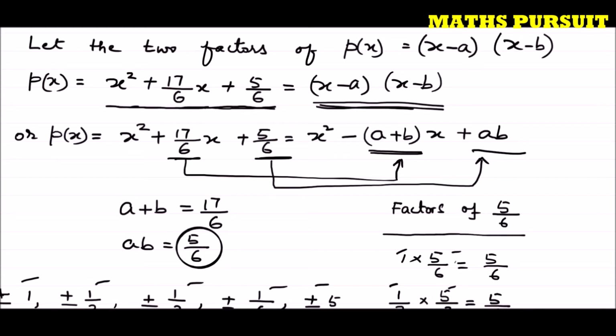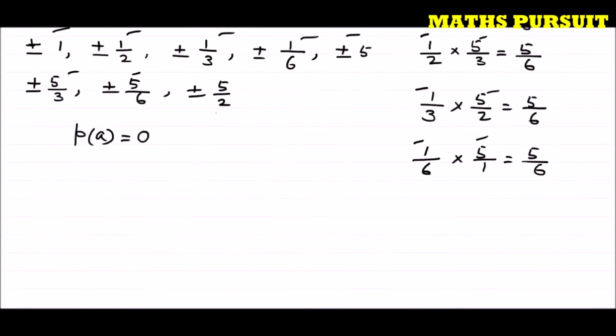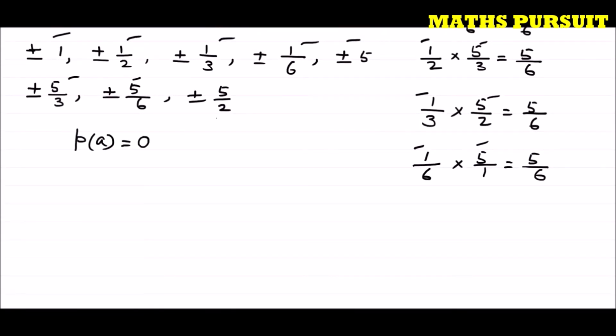Whether we had any negative sign, like x squared minus 17 upon 6x or plus 5 upon 6, anywhere, then we could have applied positive numbers from the factors and gone through testing those numbers. But here, as all the values are positive, I will first pick up the negative values and see where we are getting a 0. So now I'm going to pick up the negative values as I told you.